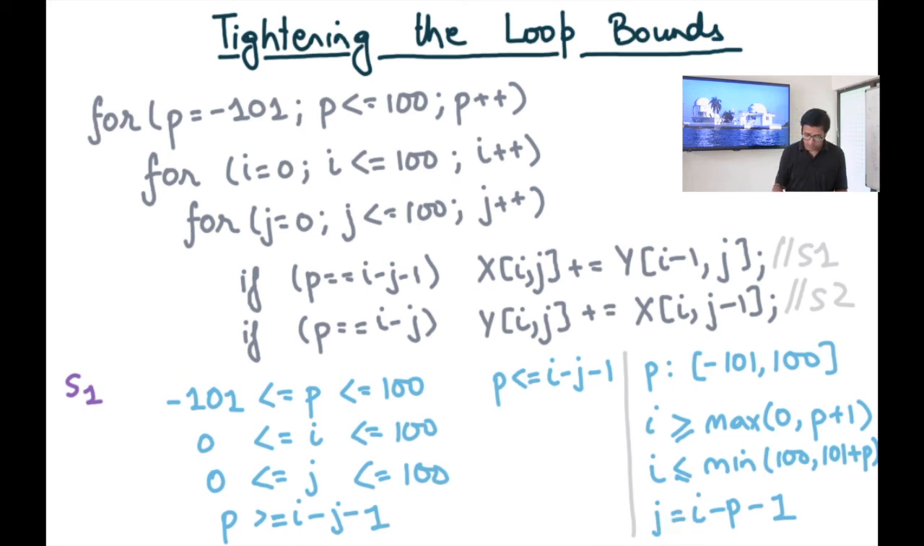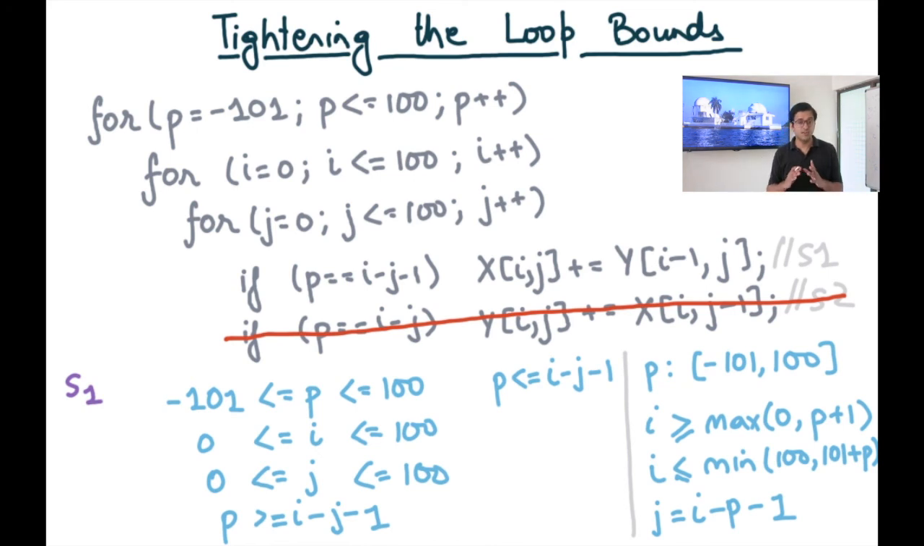And let's assume for argument's sake that the only statement in my body was S1, then I could have just gotten rid of S2 completely, in which case I would have already had my solution. My outer loop would have been for P, and these are the lower bounds and upper bounds. The inner loop would have been for I, and these are the lower bounds and upper bounds. And for J, there's only a single value, so I don't even need a loop on J. I could have just said J equals I minus P minus 1 and removed this inner loop completely. And then I could have just executed S1 without needing any predicate as well.